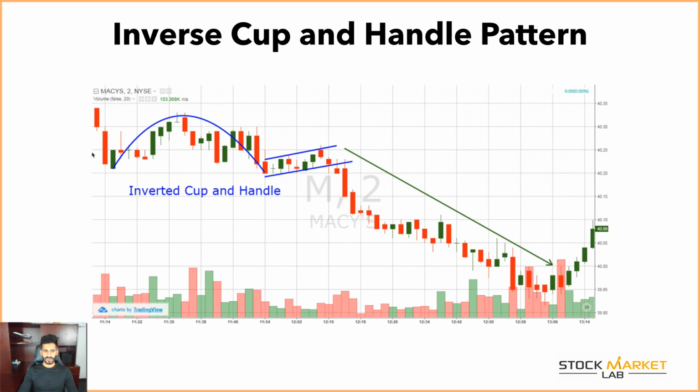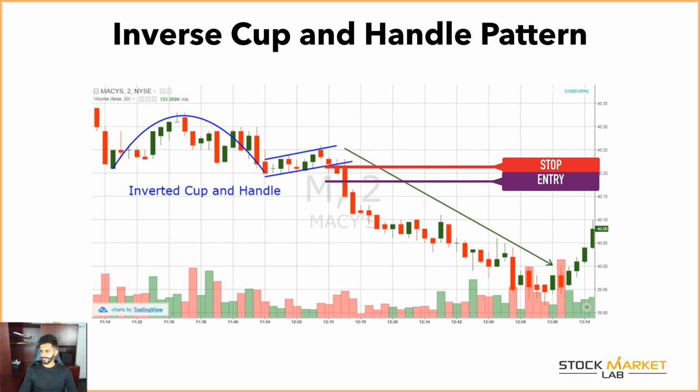Here's another example. Stock goes in a downtrend, hits support, bounces, hits support again, formulates a flag, continuation. Once you see that, your entry and stop are right there.